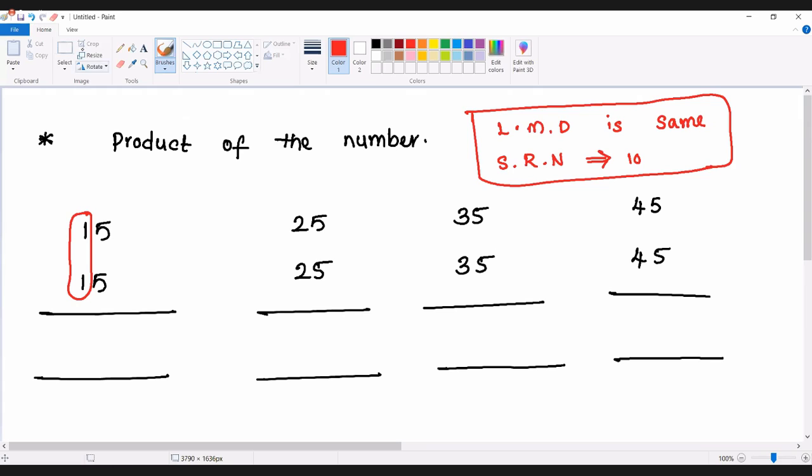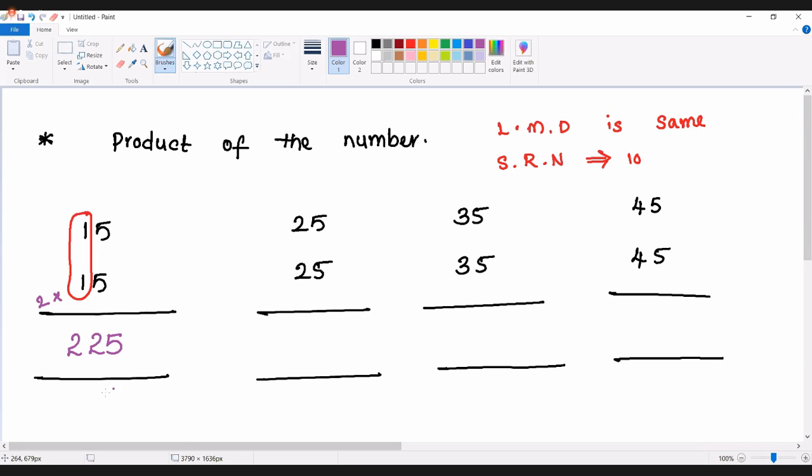Whenever the numbers follow this property, you can find the product of those numbers in less than 3 seconds. So how do I find the product? 15 into 15. The leftmost digit is 1 and 1, and the sum of the remaining digits, 5 plus 5, is 10. In order to find the answer, observe the leftmost digit, that is 1. Multiply it with the next number. Next to 1, there is the number 2. 1 into 2 is 2. 5 into 5 is 25. So finally the answer is 225.